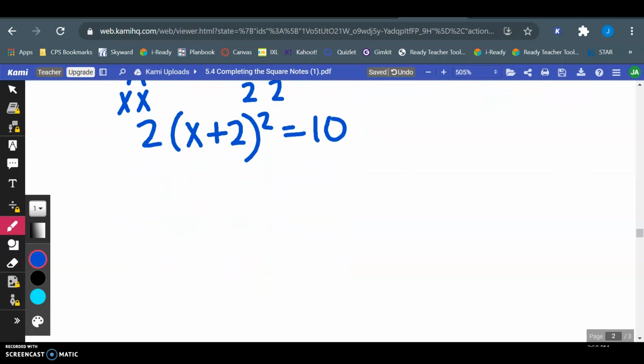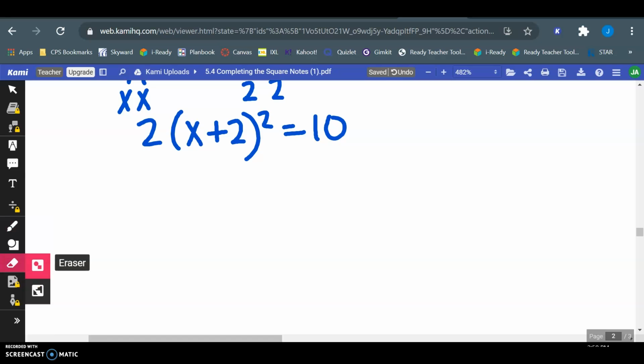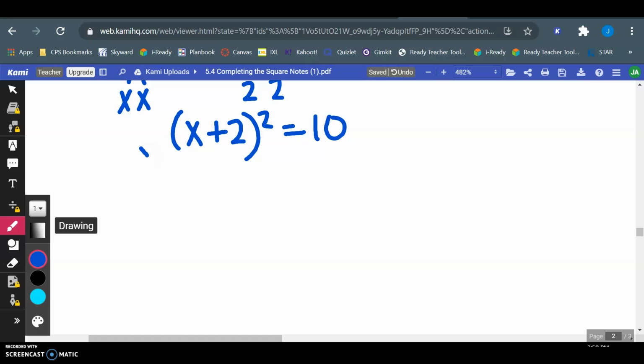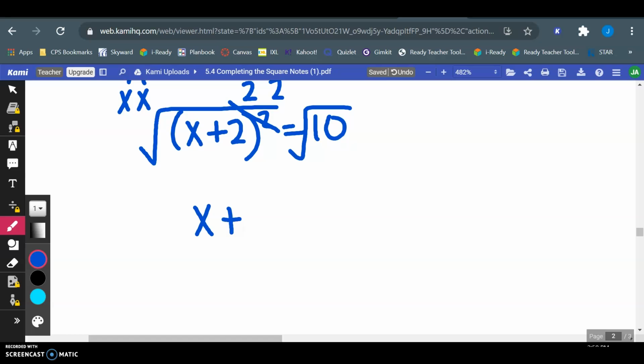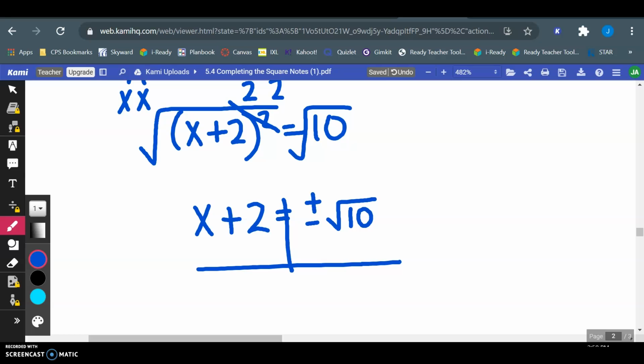And then, now that we have this, we are going to take the square root of both sides, and I am going to ignore that 2 right now. When I take the square root, it cancels out the squared, so I have x plus 2. And the square root of 10, we can just write positive or negative square root of 10 since it's not a perfect square. And since it's not a perfect square, I'm not going to divide this up into 2 different problems. We're just going to leave it as a square root of 10. It makes it easier. I'm going to subtract 2.